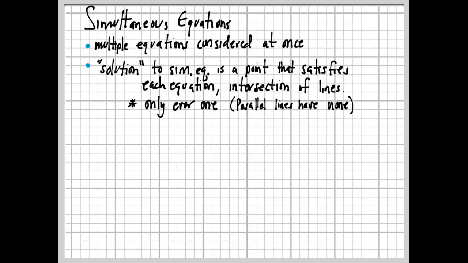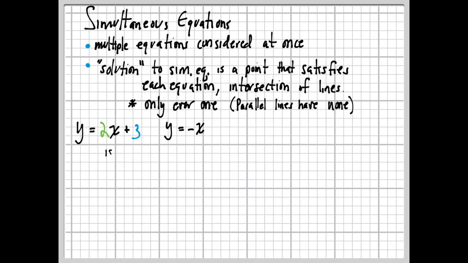So, some of the kinds of problems you'll see with these: first you might see some pretty simple problems that just give you a couple of equations. So y equals 2x plus 3, and then y equals negative x. These are two equations. We're going to consider them at the same time, so they're simultaneous equations. And we want to consider the solution.